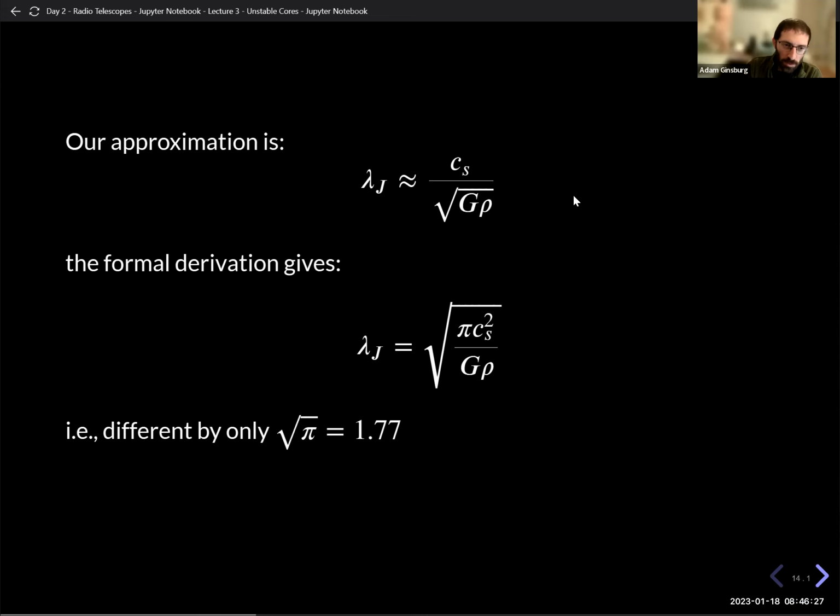So we did an approximation here to get this equation for the Jeans length. If you actually did the formal derivation out, following the math all the way through, you would get this as the exact answer. And note that these are the same, they only differ by a square root of pi. So we got a very accurate answer just by doing this dimensional analysis approach.